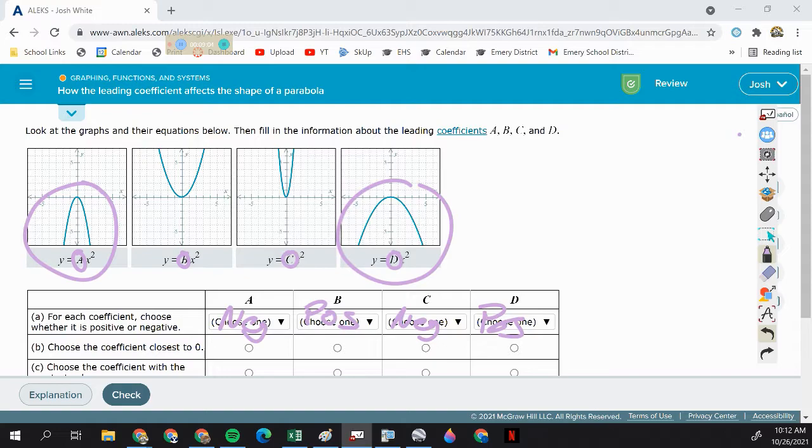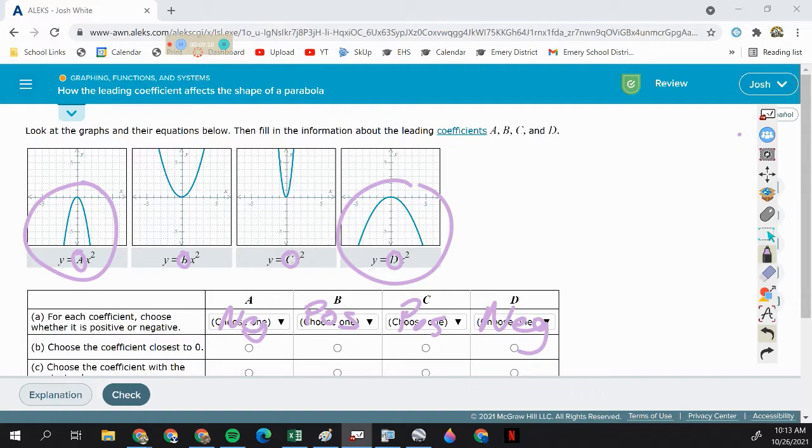So which of the positive has the biggest number? Oh, thank you. Thank you. So positive and negative. Good eye. So is B bigger than C?